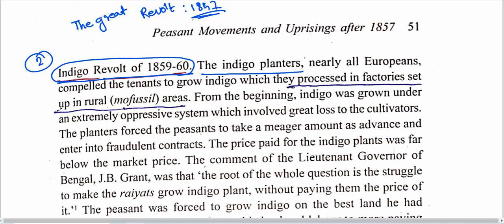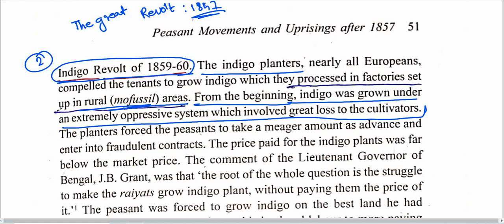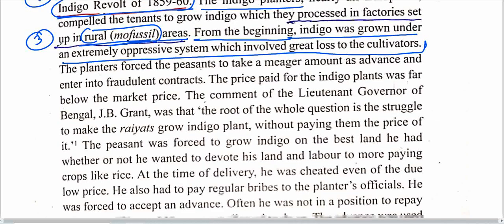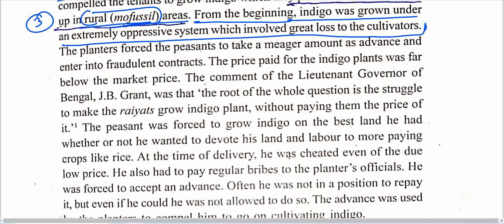Wow. They compelled the tenants to grow indigo, which they processed in factories set up in rural areas. From the beginning, indigo was grown under an extremely oppressive system which involved great loss to the cultivators. Yes, that's why they were oppressed in such a way. This terminology is sometimes asked in the UPSC and state PCS, so I will add this point as the third. The price paid for the indigo plants was far below the market price. These are the reasons why the indigo revolt happened.